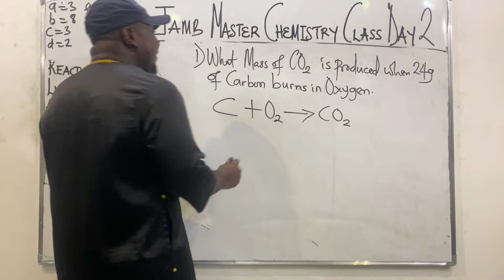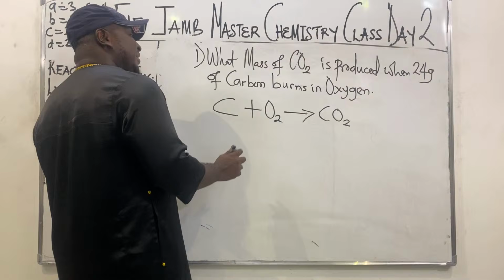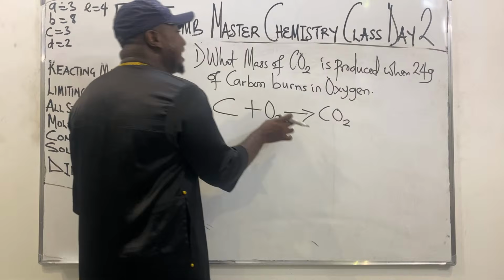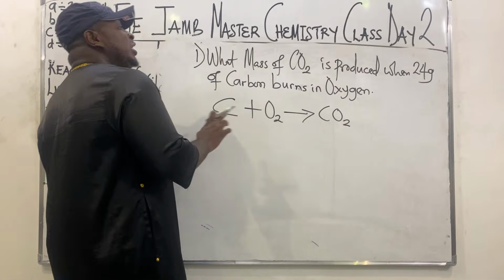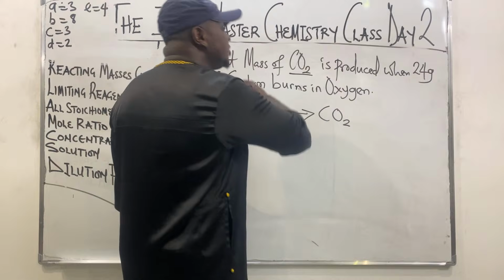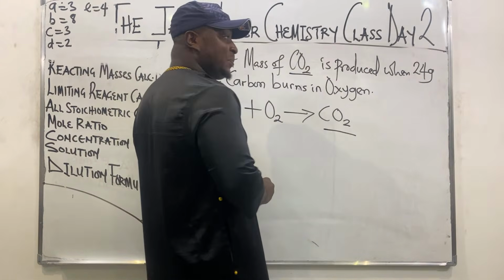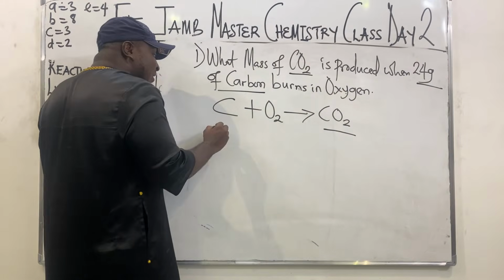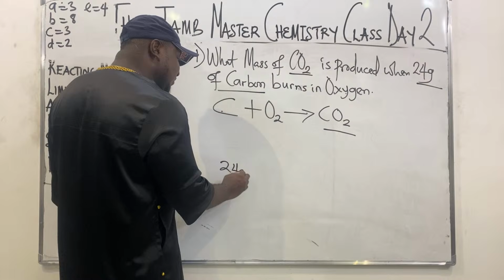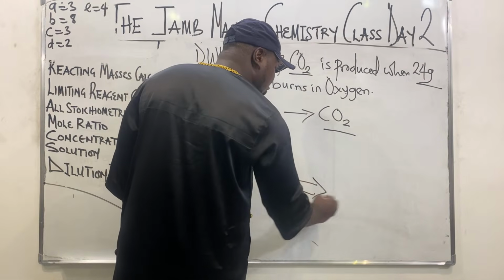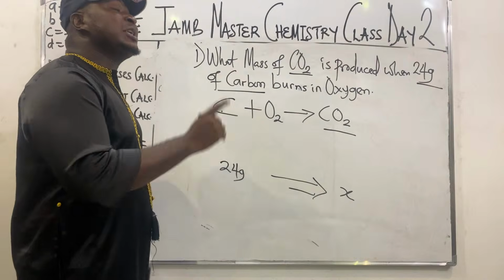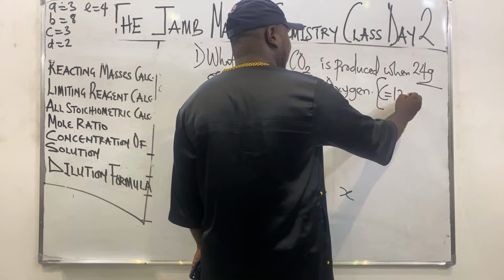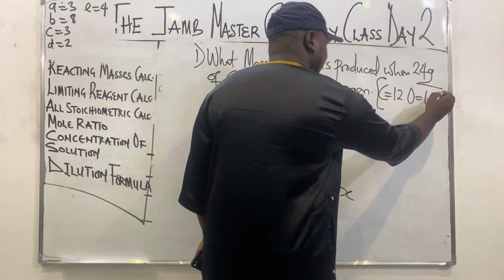Class, the next thing you need to find out after you find out the equation is balanced, ask yourself, in every reacting mass or stoichiometry question, there are always two elements that are linking each other. There are always two elements that we're going to use. What mass of CO2? So CO2 is produced. CO2 is the product. When 24 grams of carbon burns, what mass of CO2 is produced? Let's call it X. We don't know. Class, one thing you have to learn how to do. Of course, they'll give you the atomic masses: carbon is 12, oxygen is 16. They'll give you this.